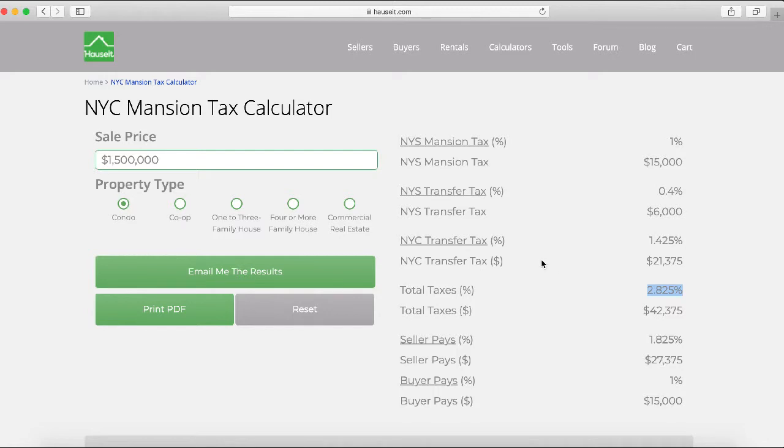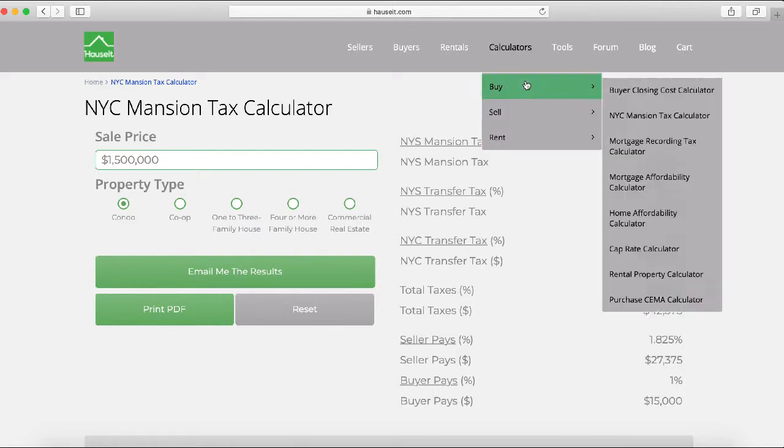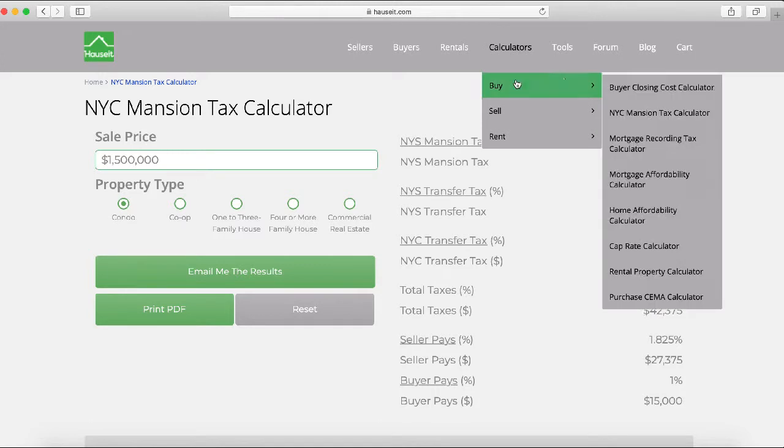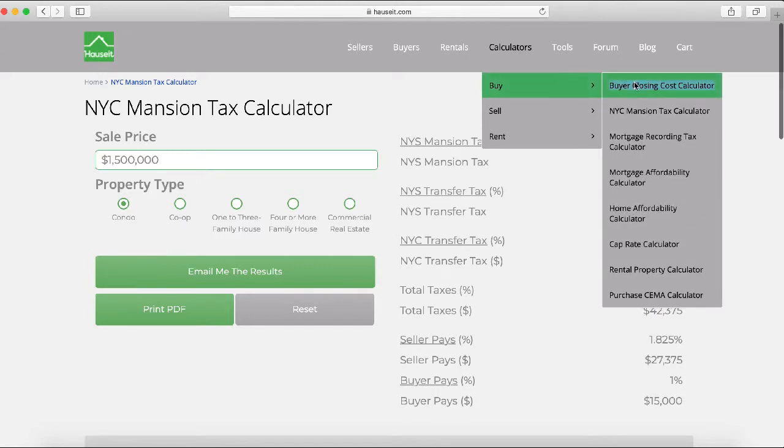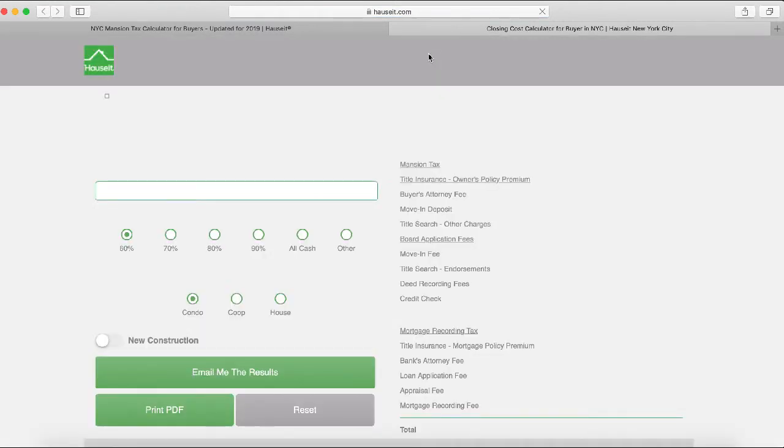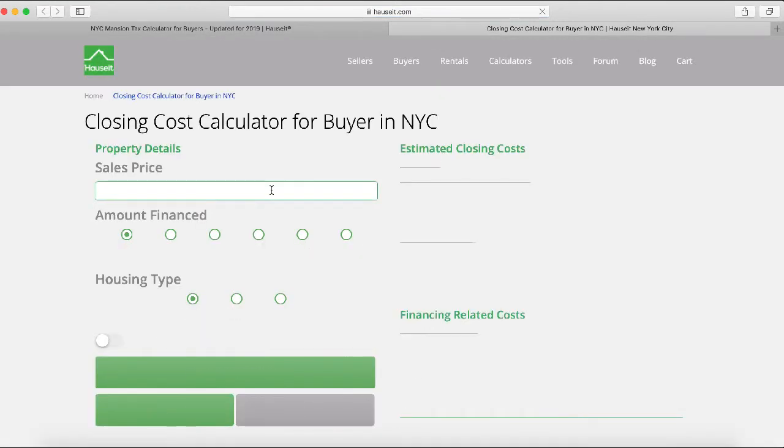In terms of general analysis here, we would say that the mansion tax is a pretty large closing cost. If you're thinking about what are your total buyer closing costs, there is a separate calculator for that on the Hauseit site, right here on the drop down. So if we open that really quick, we're going to take a look and try to figure out how big the mansion tax is as a percentage of the other closing costs you would have as a buyer.